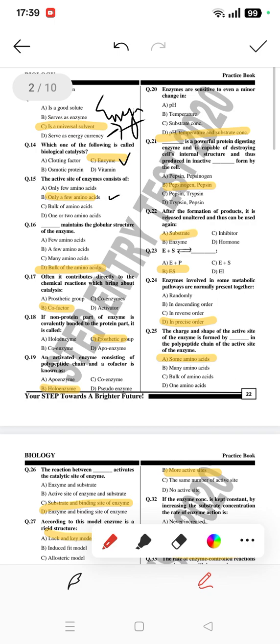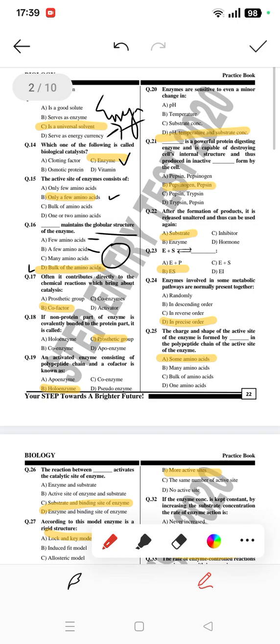Dash maintains globular structure. Globular structure means a rigid, hard structure which would have carried so many amino acids. So D is the right option here. Bulk of amino acids, because not few, as a few means only one or two. Many could be right, but bulk means so many, enough to create a globular structure. So D is the particularly right option here.